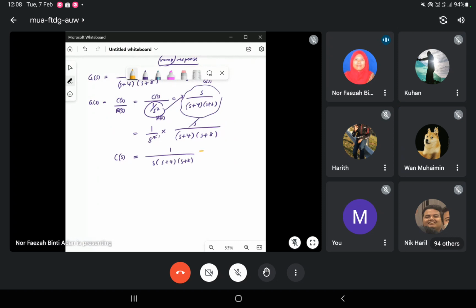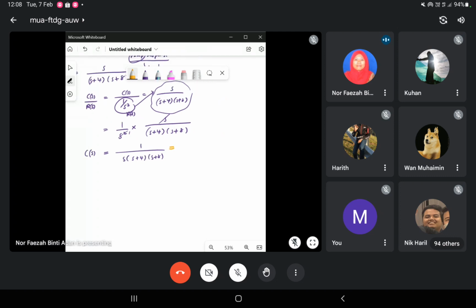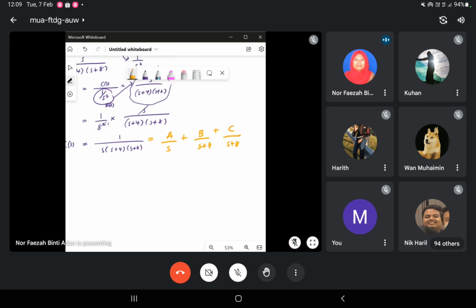Alright, seterusnya soalan macam mana dapat 1/32. Okay, so bila kita dah dapat equation for CS, kita tukar je jadi partial fraction. So disebabkan dia adalah semuanya linear denominator untuk each of the term, so dia akan jadi A/S tambah B/S tambah 4, tambah C/S tambah 8. So sekarang ni kita nak samakan denominator.